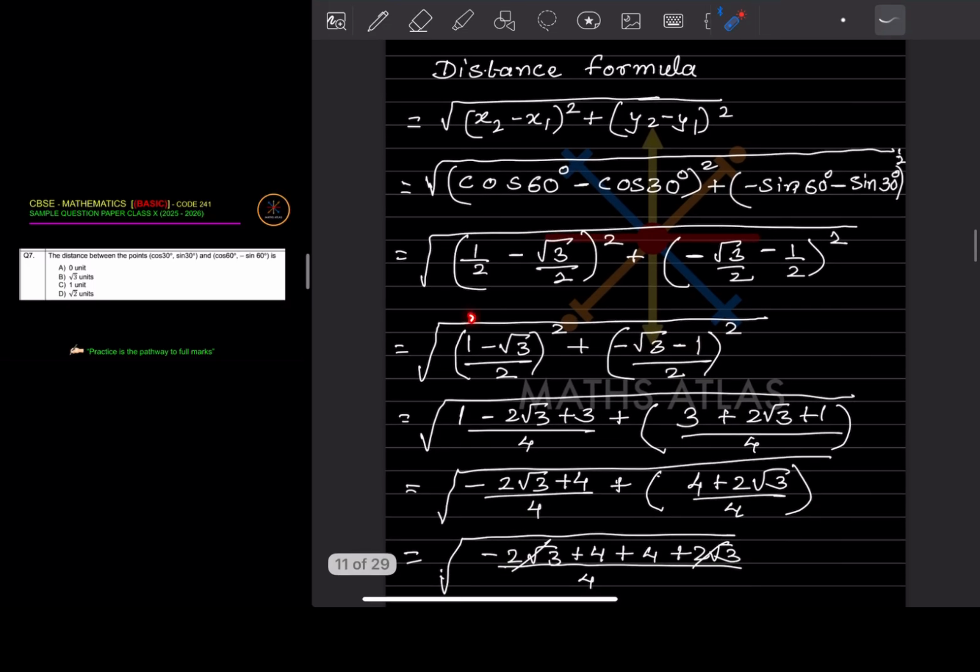So now this is in the form of a minus b whole bracket square. So that is going to be a square minus 2ab plus b square. So this will be a square. A square means this is a and this is b. So 1 square is going to be 1.